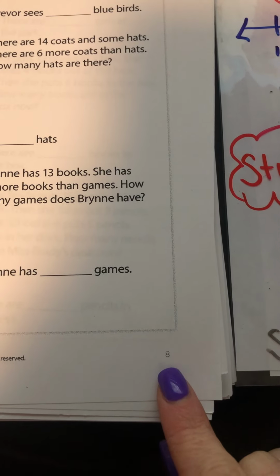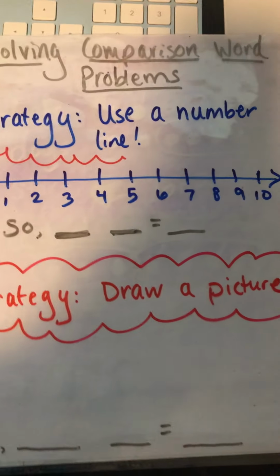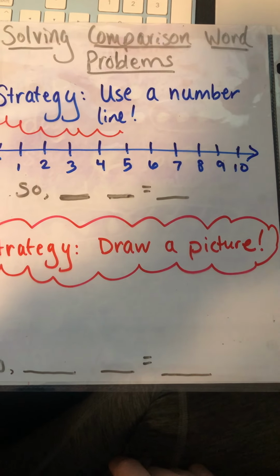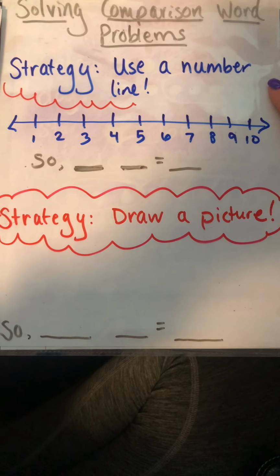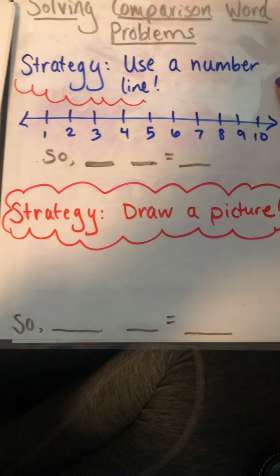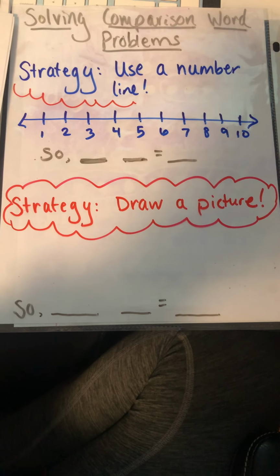That's on page 8 of your math activity packet. Page 8, okay? So, there's some strategies you can use when you're solving comparison word problems. Today we're going to talk about using a number line to help you solve and also drawing a picture. Okay, those are the two strategies that I'm going to show you today.